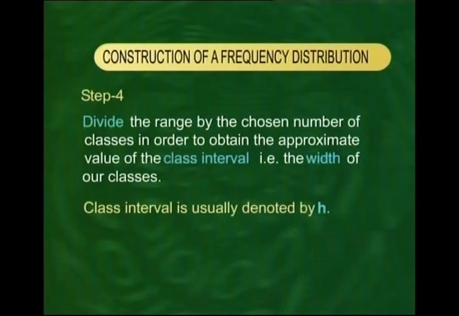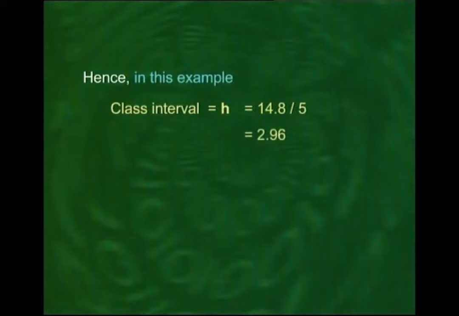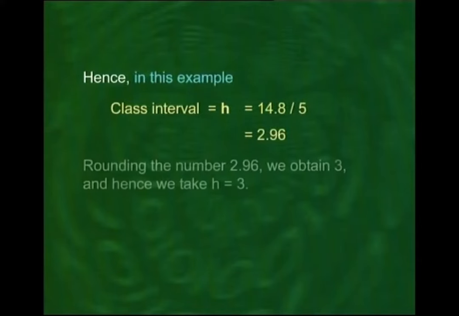The class interval is denoted by h, small h, and as I just said, when we divide the range by the number of classes that we want, we will get the class interval. So now, as you can see on the screen, we have h is equal to 14.8 divided by 5, and that is 2.96. But obviously, 2.96 is not a convenient number to work with, and hence we will be rounding it upward in order to obtain h equal to 3.